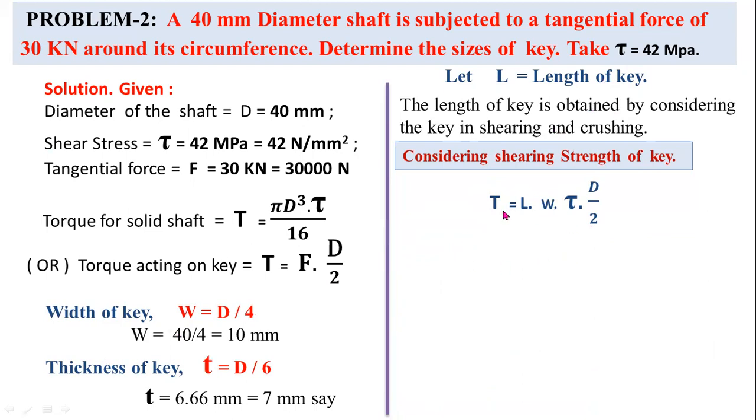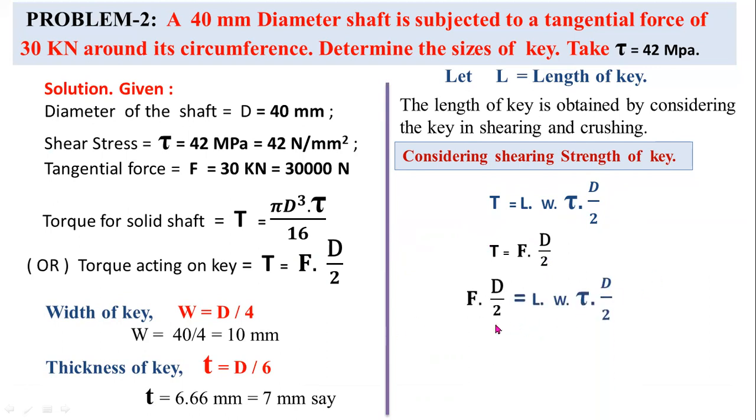So here T is the torque transmitted by the shaft, and L is the length of the key, W is the width of the key, tau is the shear stress, and D by 2 is the radius of the shaft. So here you have to substitute the torque formula in this equation. Here the torque T equal to F into D by 2. F is the shear force. So first of all, you have to determine this value. After that, you have to substitute this value in this equation for determining the suitable length of the key.